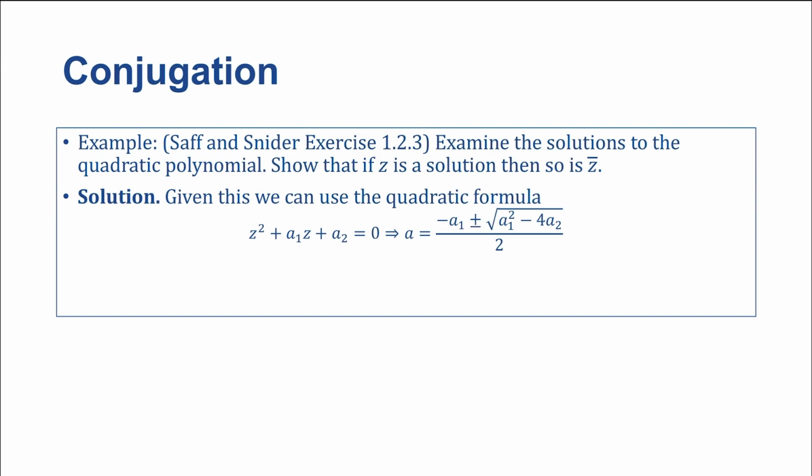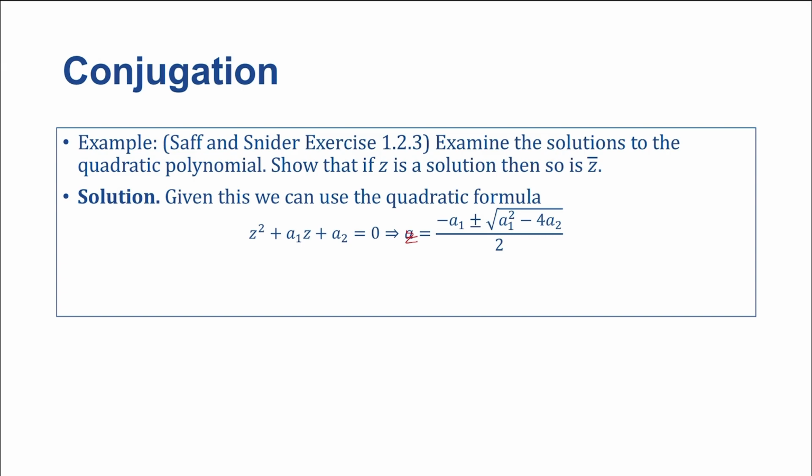Now, of course, we have the quadratic formula, such that, sorry, that shouldn't be an a, that should be z. z is equal to negative a sub 1 plus or minus the square root of a sub 1 squared minus 4a sub 2, all over 2. And note that we don't have a quadratic coefficient in front of the second order term.